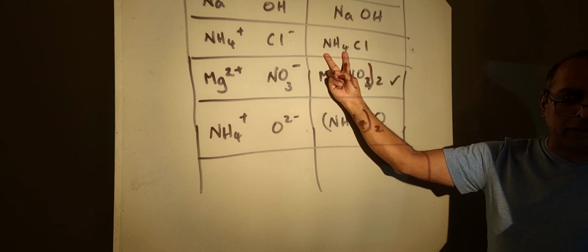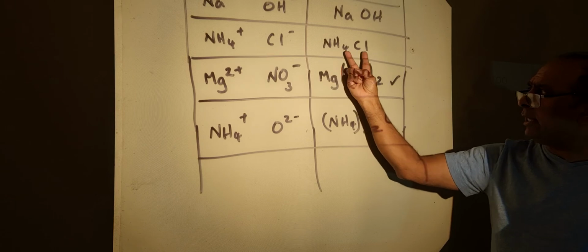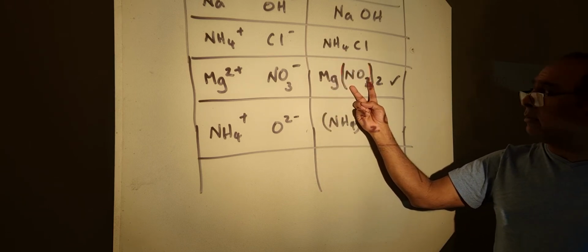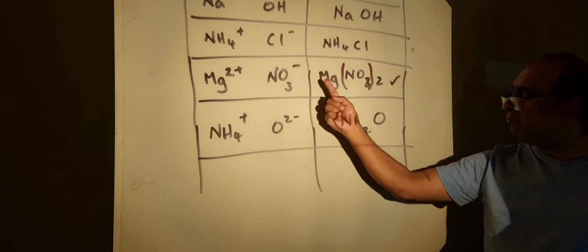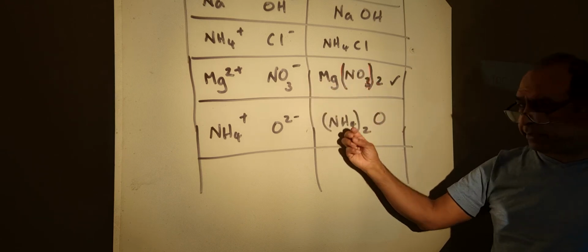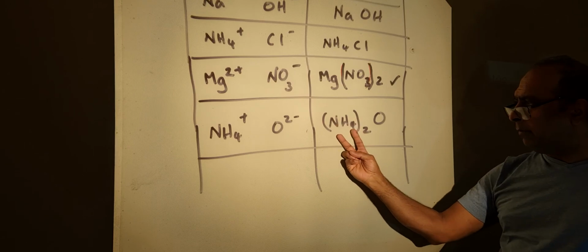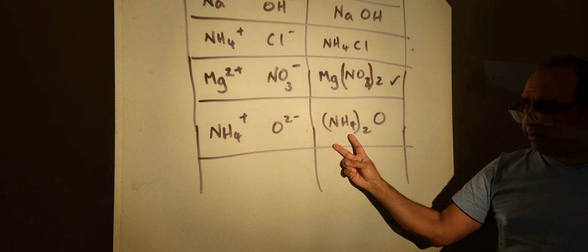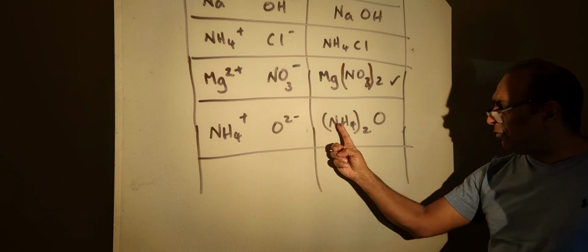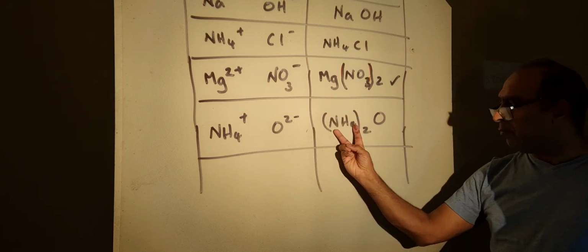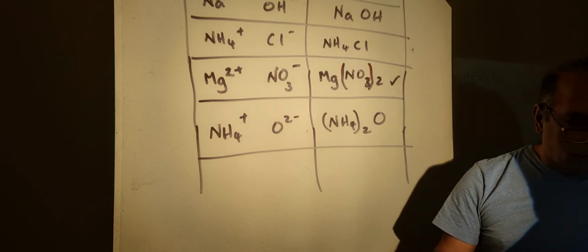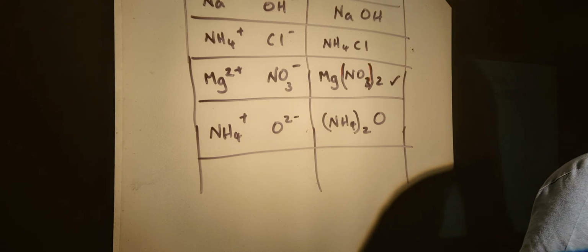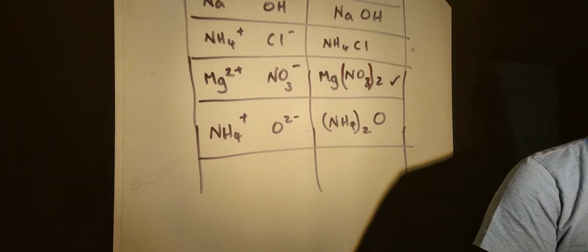Ammonium is a radical, but here singular, you don't need brackets. Nitrate is a radical, you want two of them, and therefore you must have brackets. Ammonium is a radical, it's a positive radical, but it's a radical nevertheless. We want two of them, and therefore you must have brackets. So you need to understand where to put brackets in and where not to.